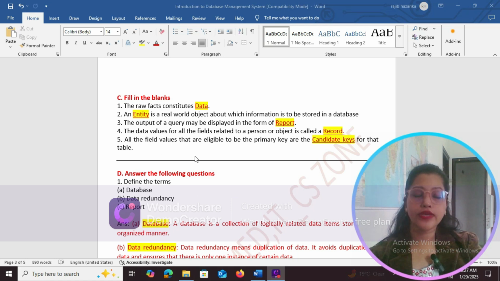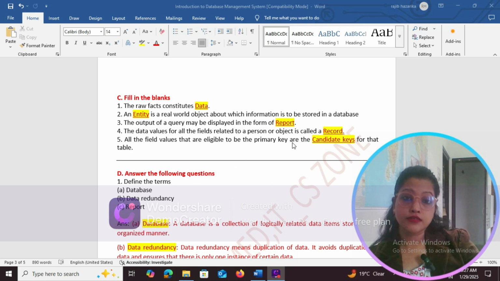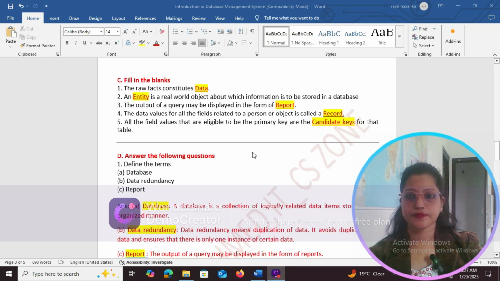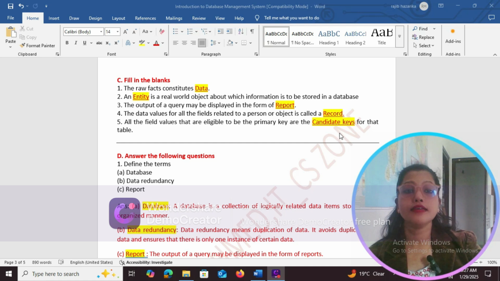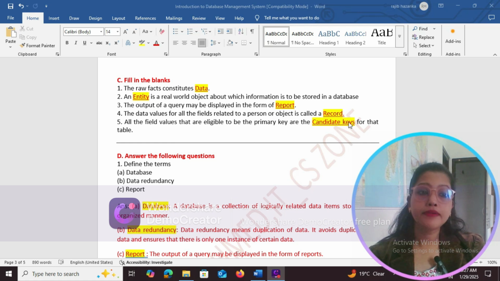The data values for all the fields related to a person or object is called a record. So in a table, whenever we enter the data in a row, the entire row will be known as record. Then the fifth question, all the field values that are eligible to be primary key are the candidate keys for that table. We know that a combination of more than one column will form a candidate key.